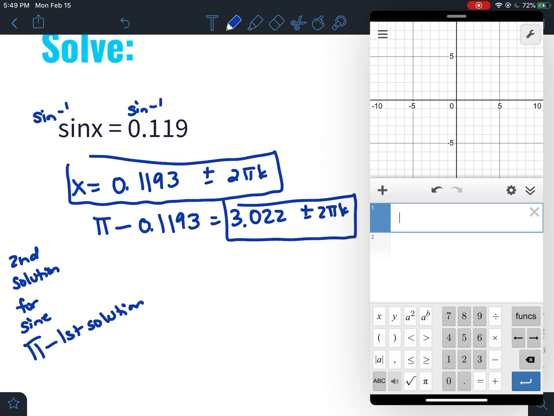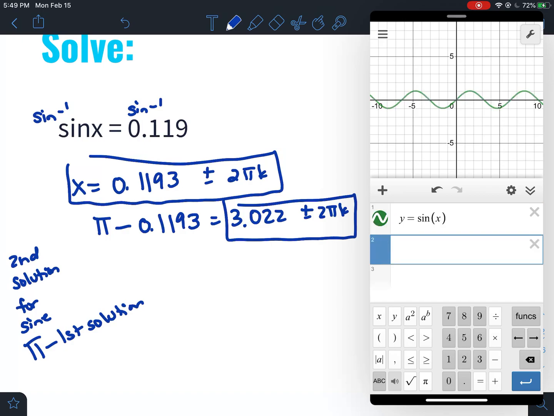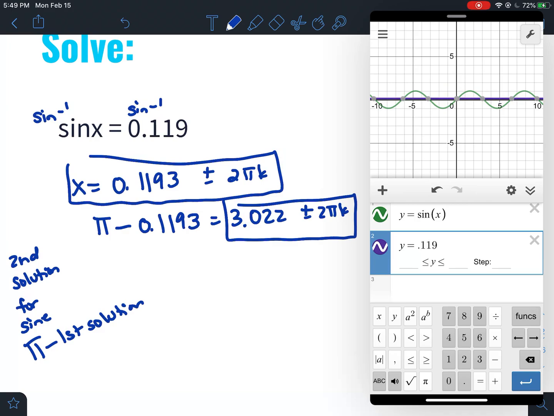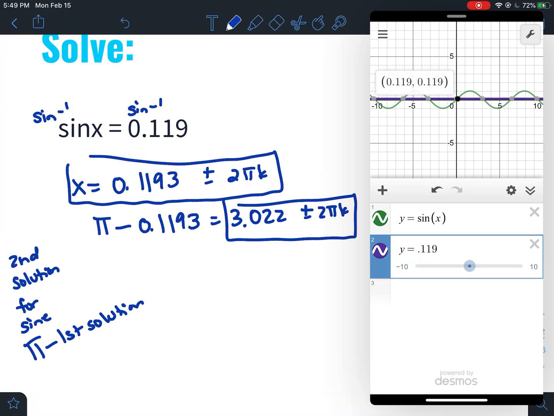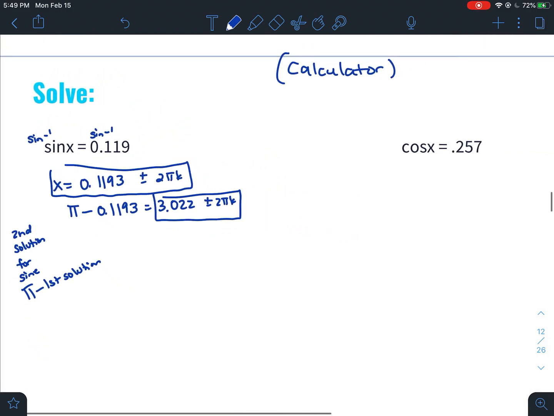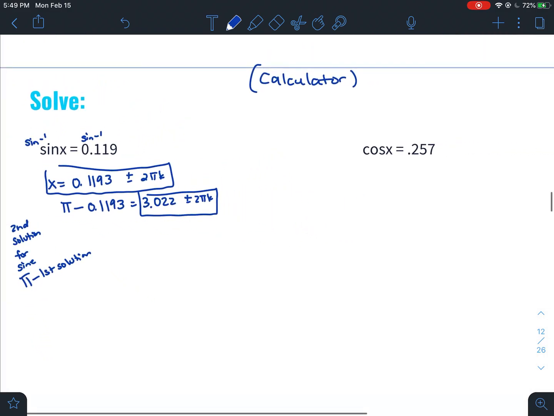And I can prove this, and remember, we can show this on the calculator. We can graph sine x, and then we can graph what I want it to equal, and I want it to equal 0.119. And so for our solutions, notice we get 0.119, and then our second solution is 3.022. All right, so that's how you do it for sine. You find inverse sine on your calculator, and then the second solution is going to be pi minus the first solution.